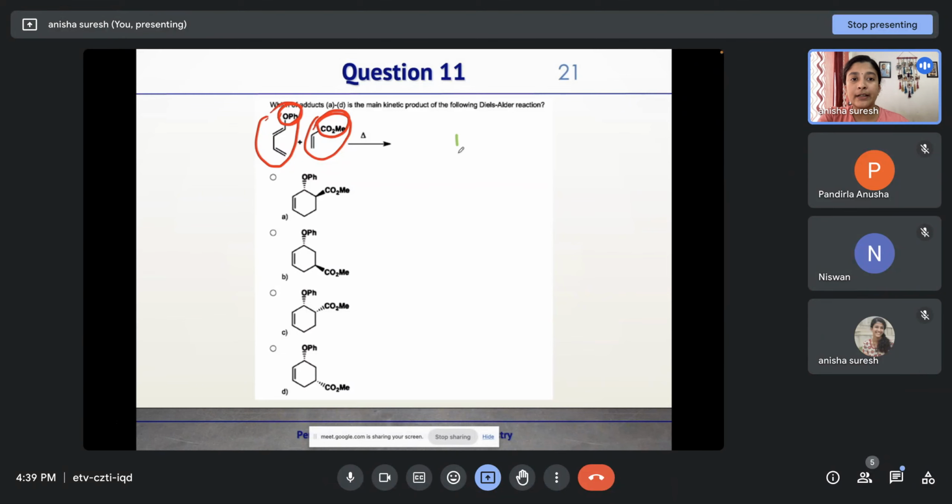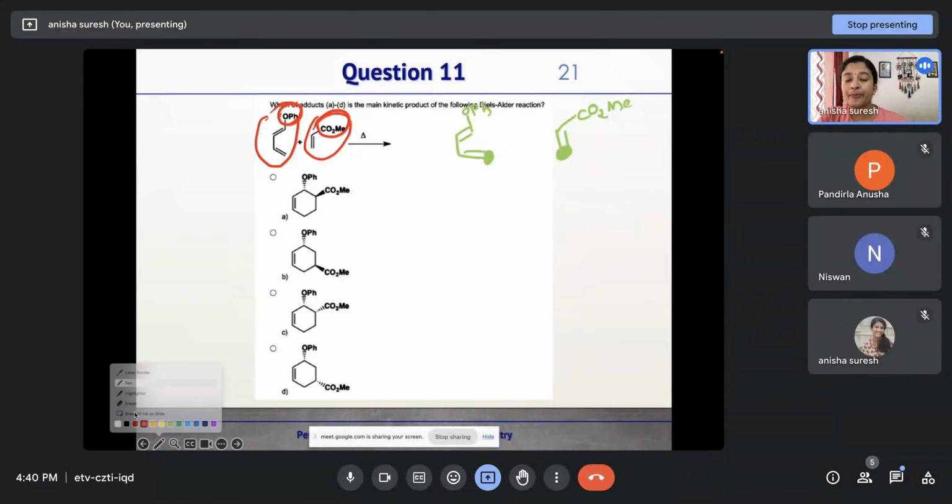So if we consider the diene, this will be the most electron rich center of the diene. And if we consider the dienophile, because of the electron withdrawing nature of the electron withdrawing group, that is CO2Me, this will be the most electron deficient center of the dienophile. So the most electron rich center of the diene and the most electron deficient center of the dienophile will be aligned and the Diels-Alder reaction will take place in that fashion.